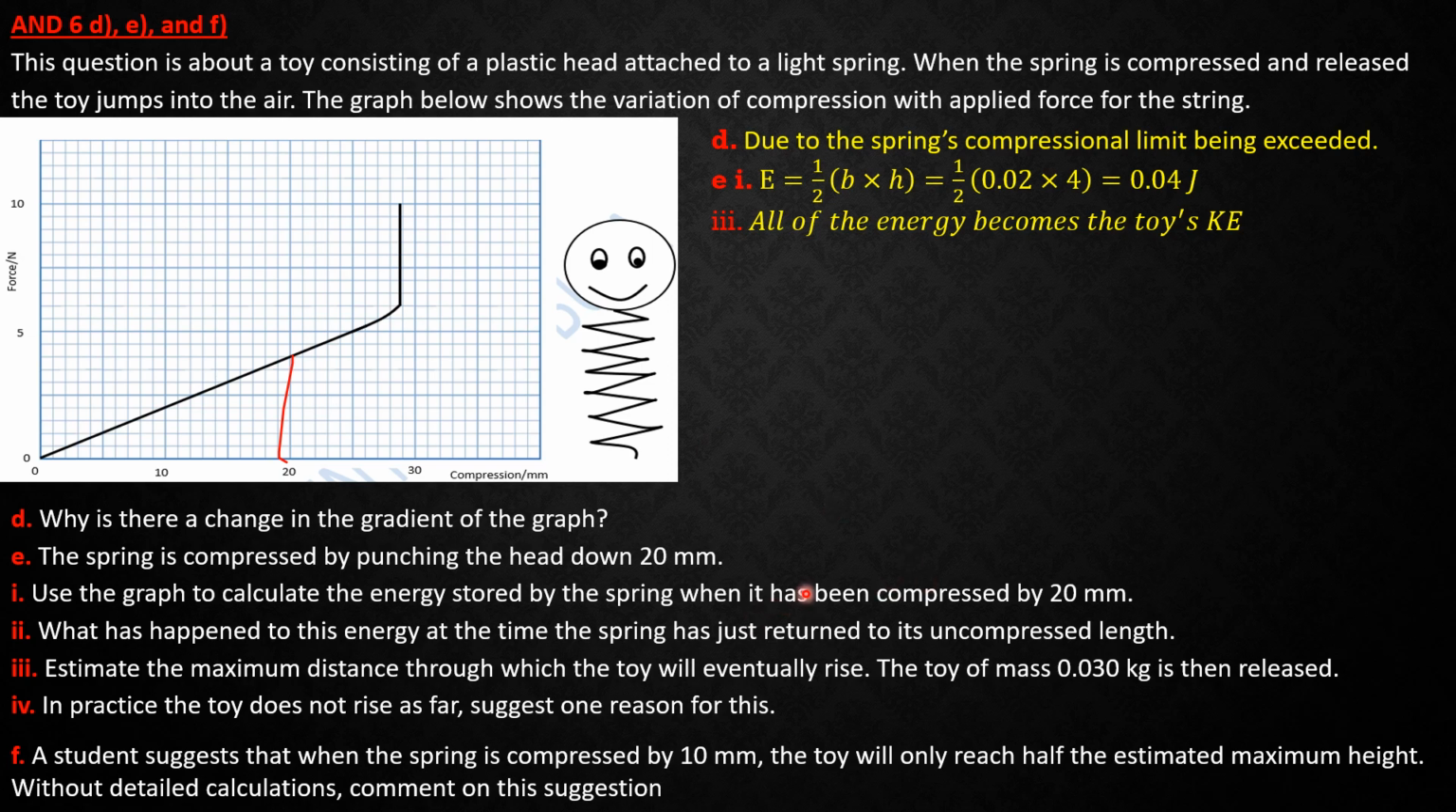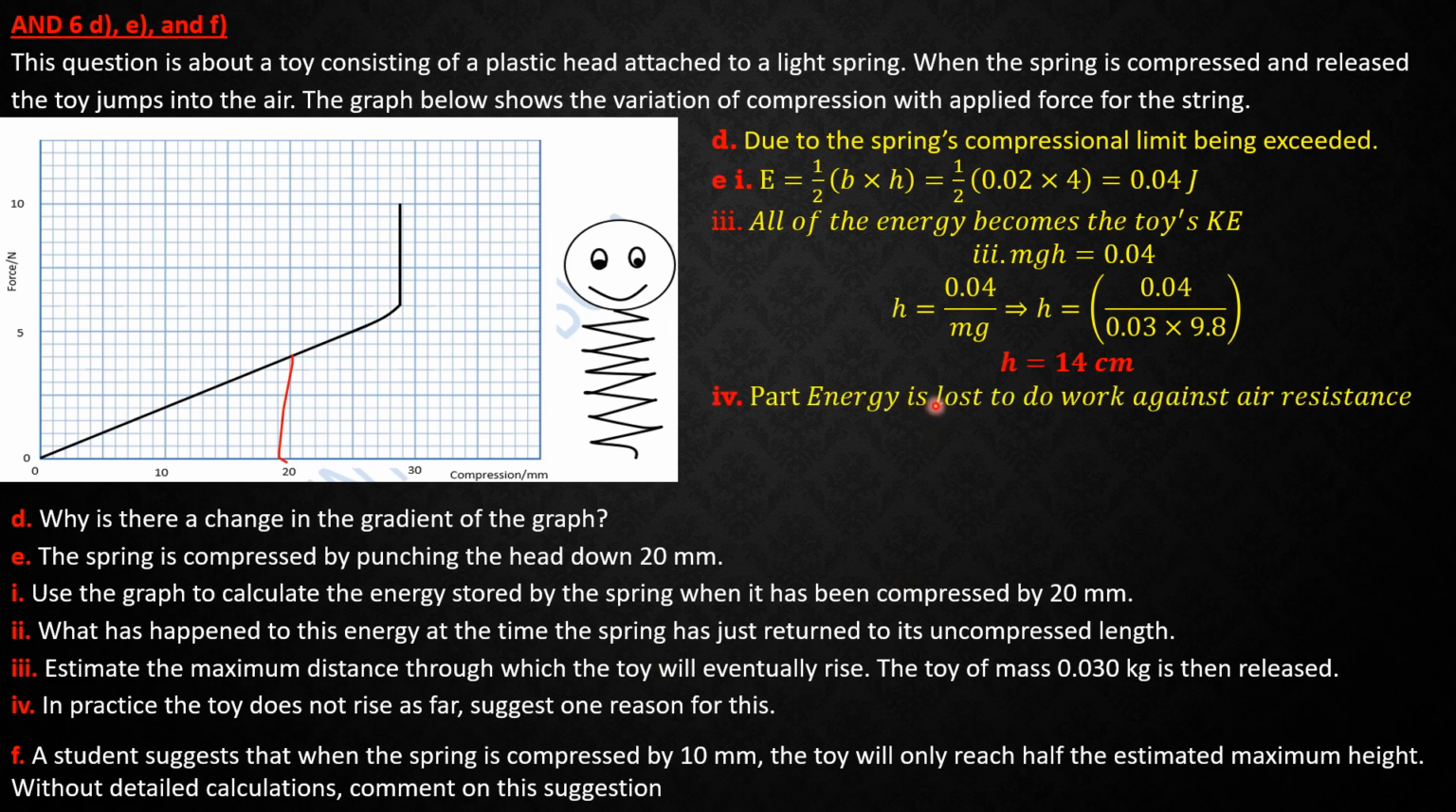All right, so Roman 3 now says estimate the maximum distance through which the toy will eventually rise. Okay, so the maximum distance through which the toy will eventually rise would actually have mgh. Because at the maximum height, mgh is the amount of work the toy has done against gravity, and that is at the expense of what? The entire initial spring potential energy. And this is the spring potential energy, so that basically gives us mgh equals that energy, and of course our h is basically that, and we can notice that h is basically 14 centimeters there. The next part says that in practice the toy does not rise as far, so just one reason for this, of course, work done against resistance.